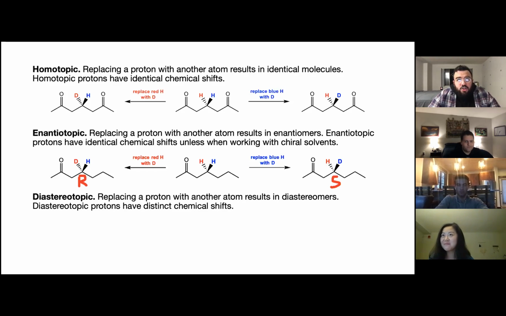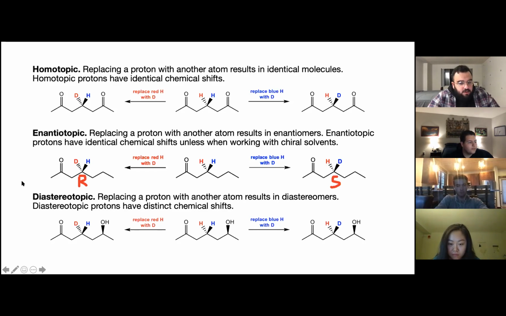And then diastereotopic, same thing, except now you get diastereomers. Diastereotopic protons are the ones that make your life a little more challenging because they show up at slightly distinct chemical shifts. So let's say you might have diastereotopic protons that show up at 1.3 and 1.2. Sometimes they might be a little overlapping. Consider the fact that you might have some diastereotopic protons that look like this, what you see here.